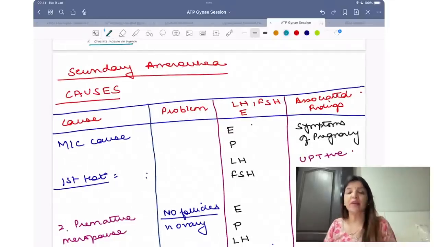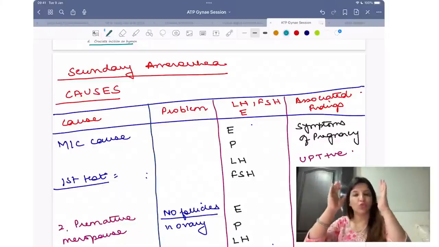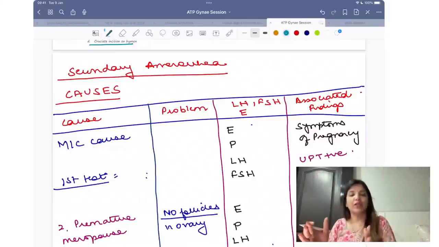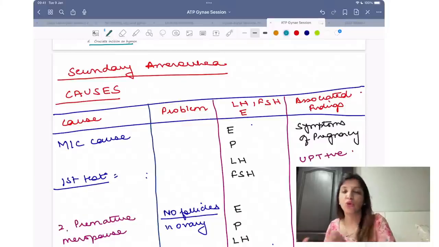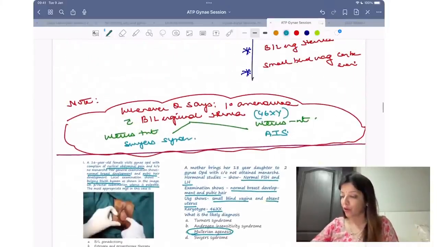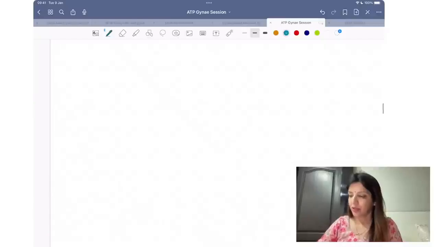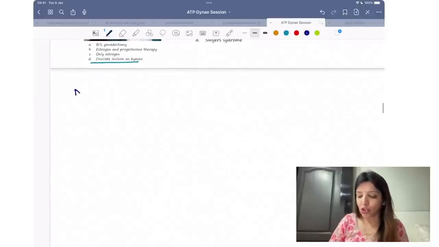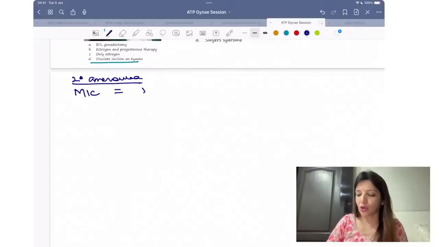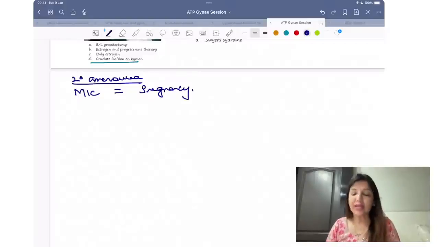Now, in secondary amenorrhea, you have to think about problems related to hypothalamus, problems related to pituitary, problems related to ovary, and problems related to uterus. Secondary amenorrhea, first I would like to tell you the causes. Please remember, most common cause of secondary amenorrhea is pregnancy, right?